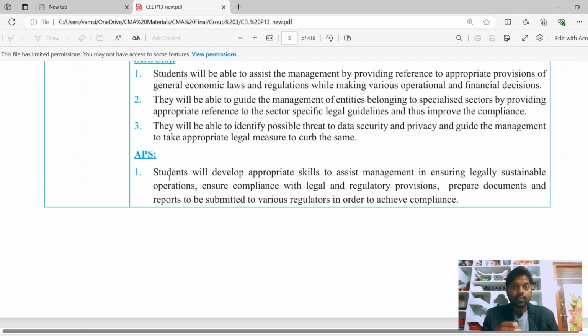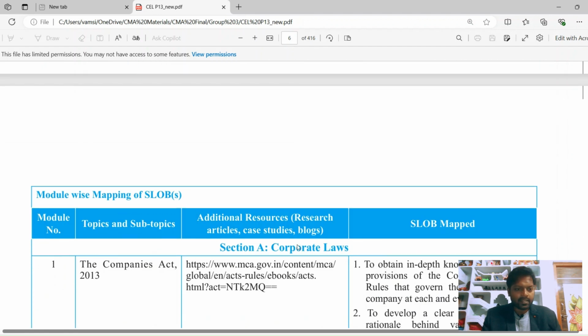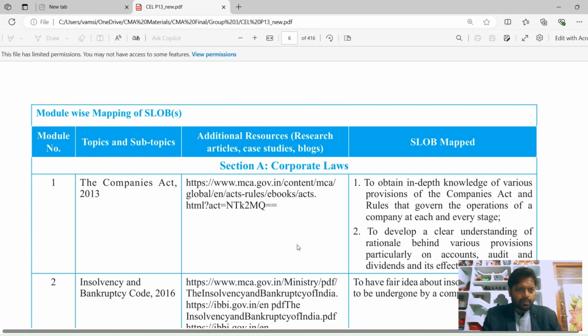All these things will be learned by you. Number one, APS. Students will develop appropriate skills to assist management in ensuring legally sustainable operations, ensure compliance with the legal and regulatory provisions, prepare documents and reports to be submitted to various regulators in order to achieve compliance. Okay. And module wise mapping.